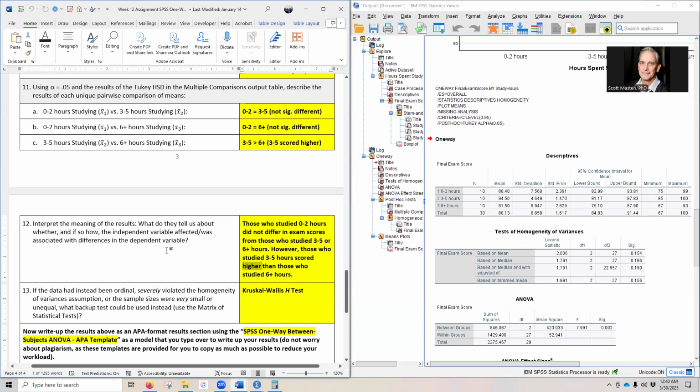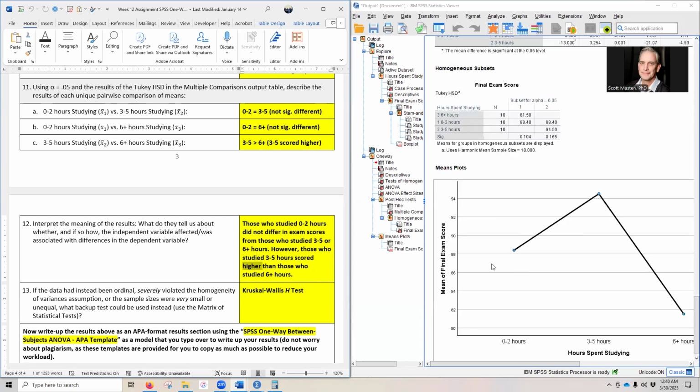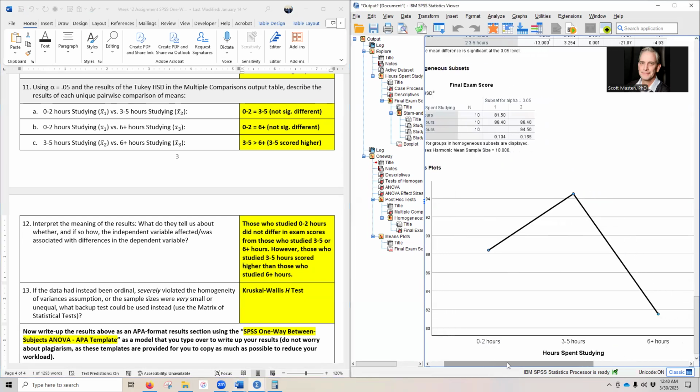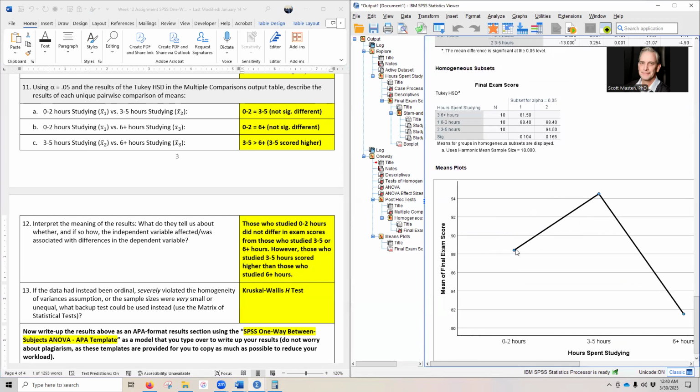The other way to do this is, once you identify from the Tukey which groups differ from each other, you can go look at the means plot. So this mean, whatever it is, on exam score, 88 something, 89, did not differ significantly from that one, and did not differ significantly from that one. However, these guys scored higher than those guys. Why is this not different? Well, it wasn't significant, so it wasn't a big enough difference to make a difference.